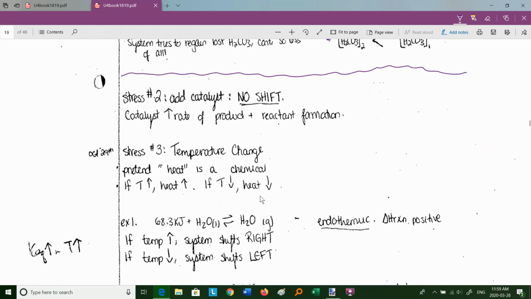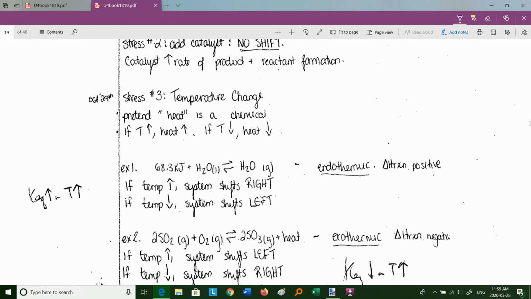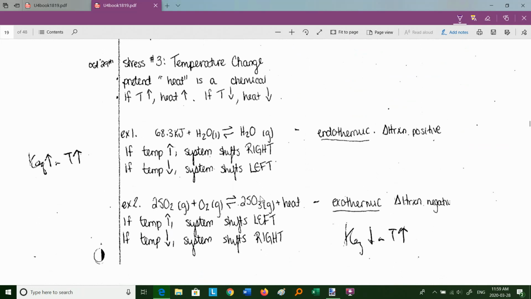No shift. Okay, stress number 3. This is the trickiest one because KEQ itself changes.